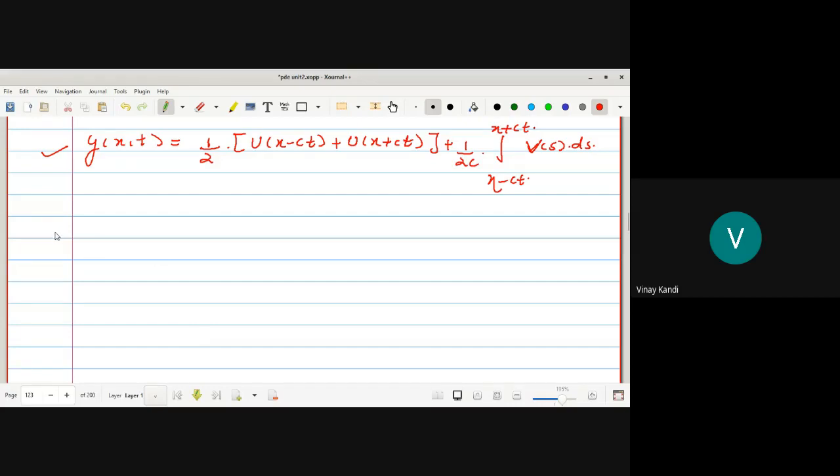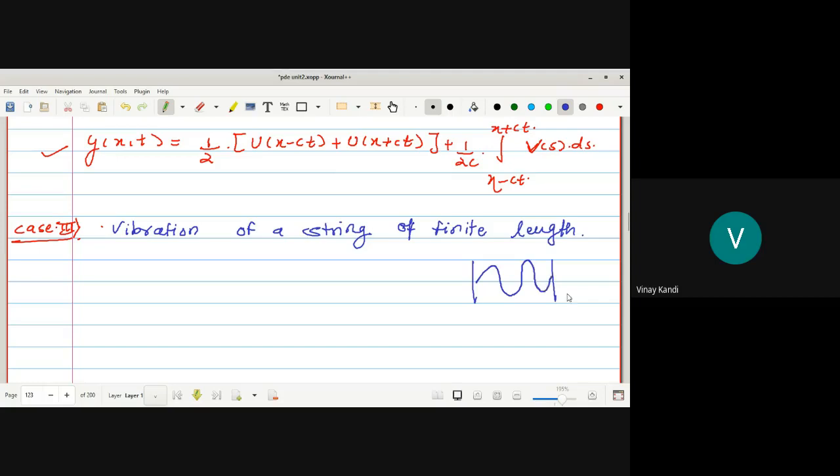In the next lecture tomorrow we will see case number 3. What is case 3? Vibration of a string of finite length, that is, both the ends are fixed, and the string vibrates. Both end points are fixed. This part we will see tomorrow.